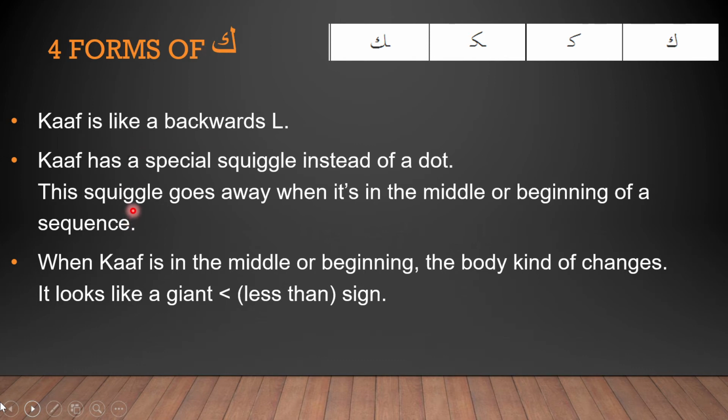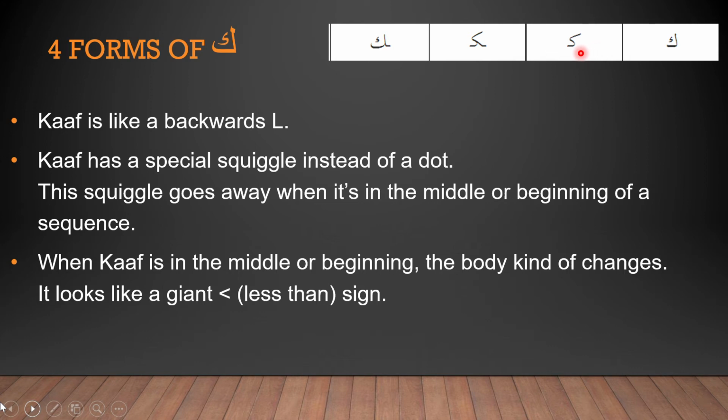This squiggle goes away when it's in the middle or beginning of the sequence. If you see here, this Kaaf is different from this Kaaf, and it's completely different from here and here. The by itself version of Kaaf is only similar to the end letter when Kaaf is at the end of the word, but when it's in the middle and the beginning, it's completely different. This is the beginning and this is the middle. It's completely different here, right?